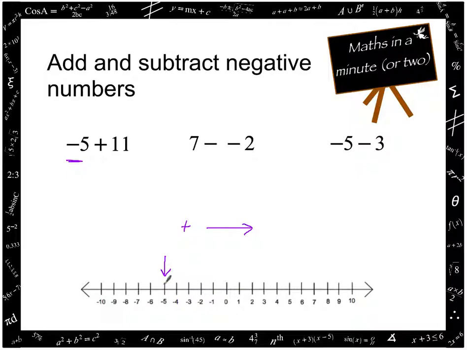So -5 add 11, if you think about it in leaps, it takes you 5 to get to 0, and we need 6 more, so we're going to end up at 6. Okay, so 6 add 5 is 11, so I've left 11. You could count in little steps if you wanted to, but you end up at 6. Okay, let's take a look at the second one.